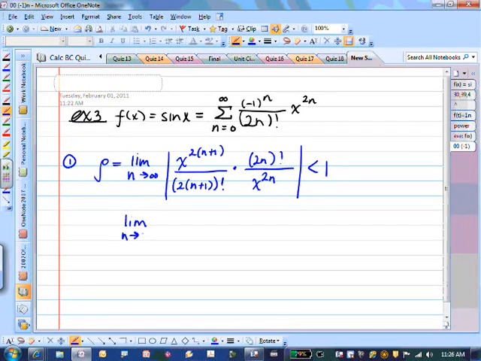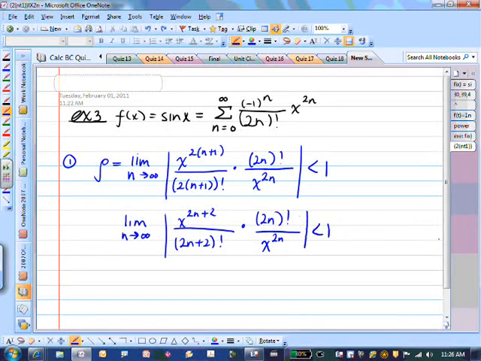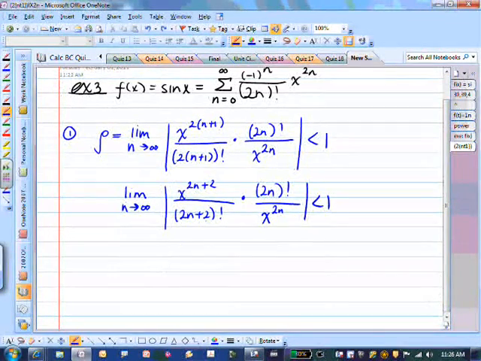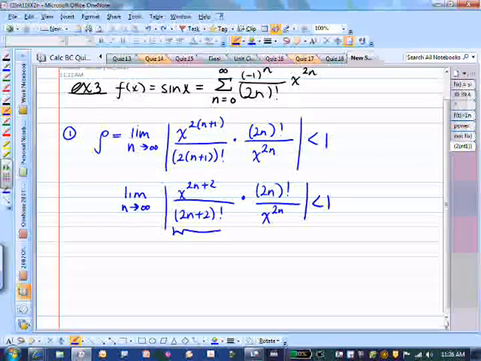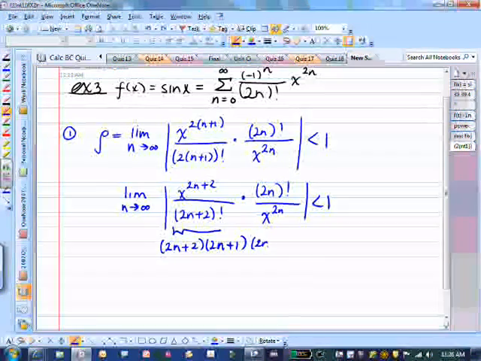Limit as n approaches infinity, x to the 2n plus 2, all over 2n plus 2 factorial, times 2n factorial over x to the 2n. Has to be less than 1. Okay, so let's rewrite. I'm going to rewrite the 2n plus 2 factorial as 2n plus 2, 2n plus 1, and then finally the 2n factorial.